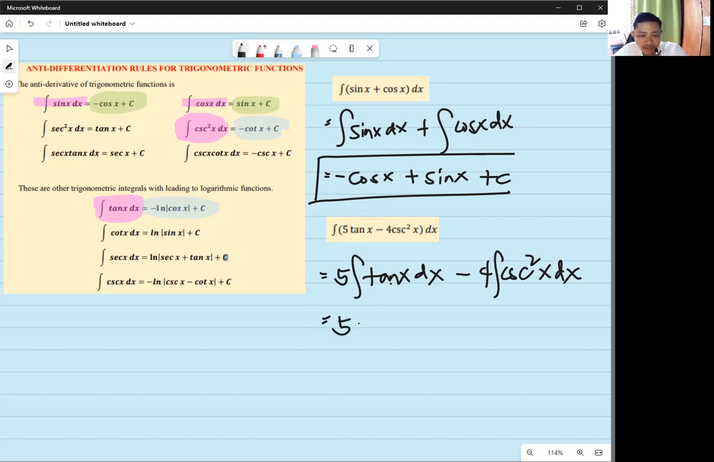Can you follow? And so let's now do this. 5 will be a weighting coefficient. And then tangent x, the integral will become negative ln, the absolute value of cosine x, close parenthesis, minus, next will be 4, a weighting coefficient, times cosecant squared x will be a negative cotangent x plus c. Can you follow?